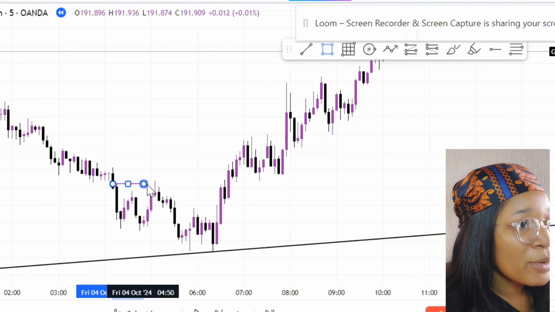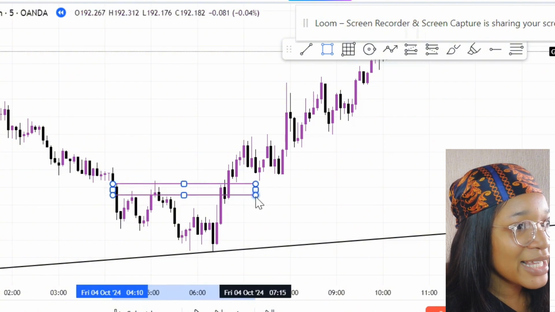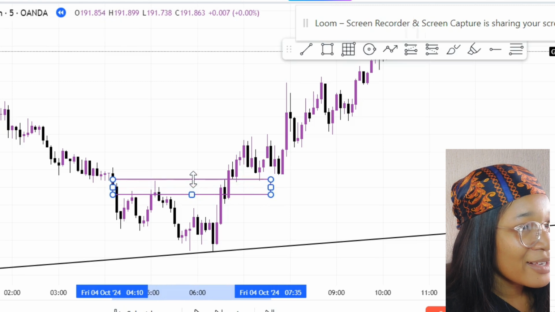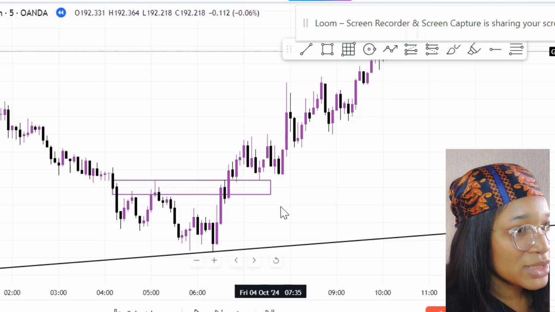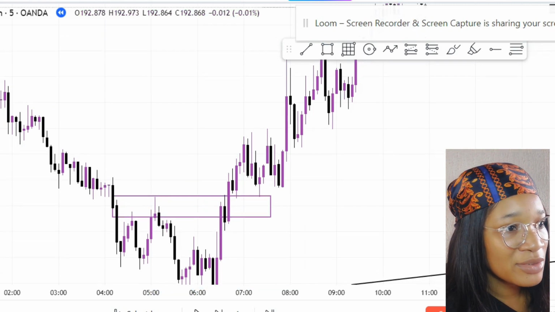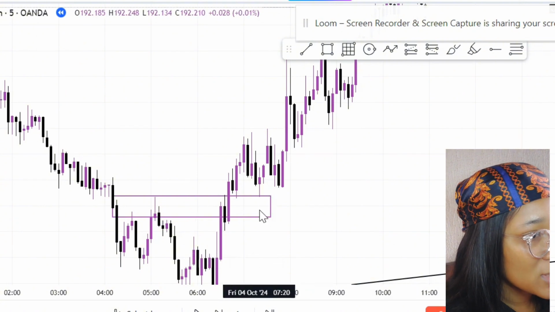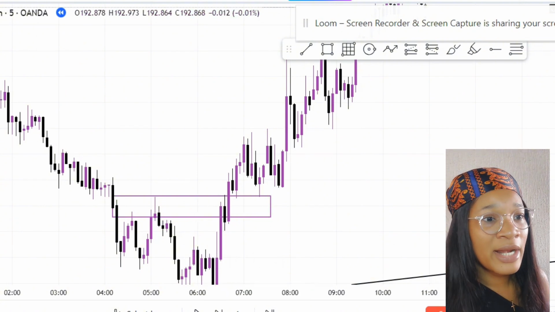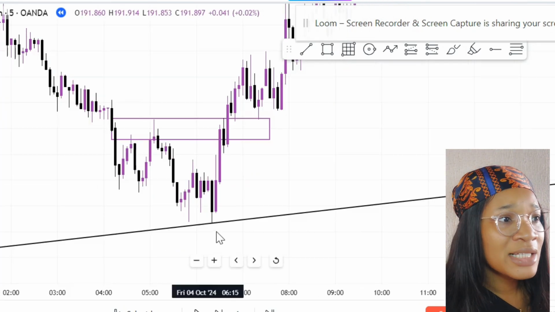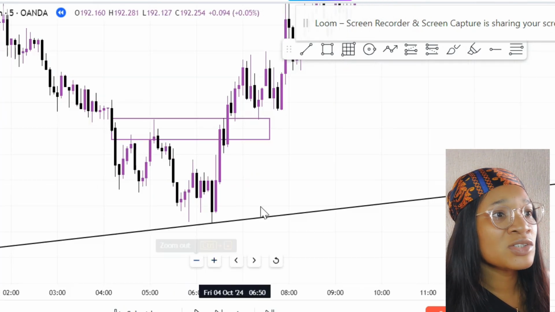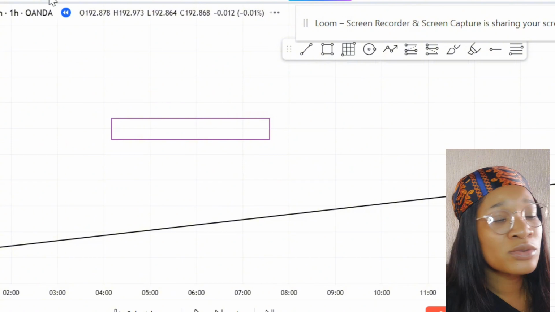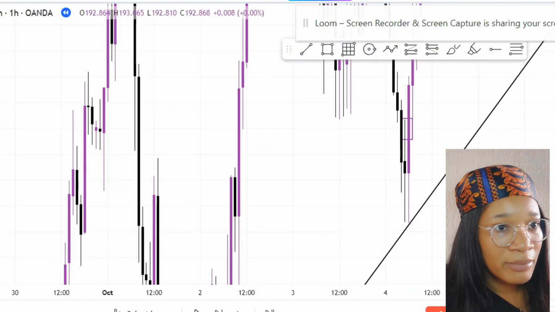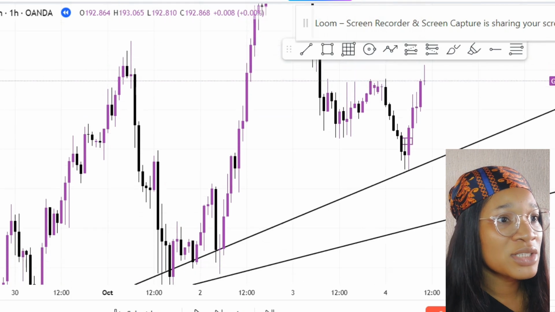But at a point, price came all the way to this neckline and gave another opportunity for me to take a trade. So maybe I would have taken my buy position from here. But even if it is not clear to you, there's absolutely no need for you to force it. There are so many opportunities in the market.